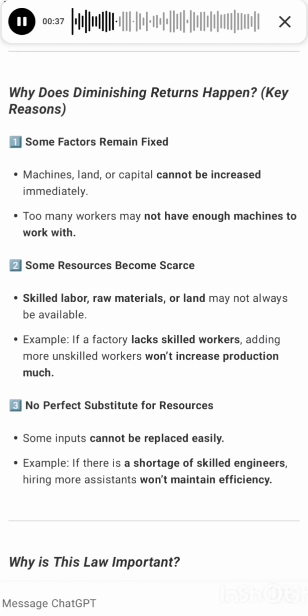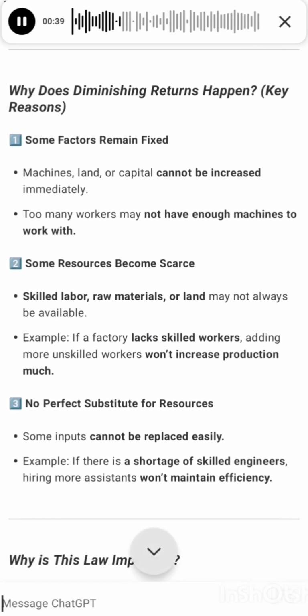Why does diminishing returns happen? 1. Some factors remain fixed. Machines, land, or capital cannot be increased immediately. Too many workers may not have enough machines to work with. 2. Some resources become scarce. Skilled labor, raw materials, or land may not always be available. Example: if a factory lacks skilled workers, adding more unskilled workers won't increase production much.